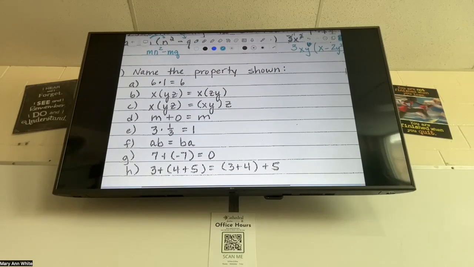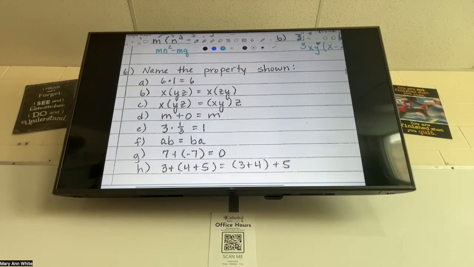I will tell you, on the first test, I will ask you to name properties. The very beginning of the test literally looks like this. I'm like, which property is it? Do we ever do properties again? No, but it's important to know them so you can get at least those handful of points on the first test. Does anybody know any of these already?